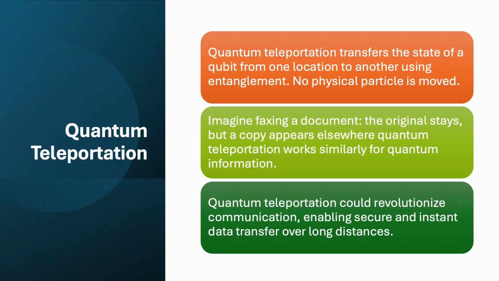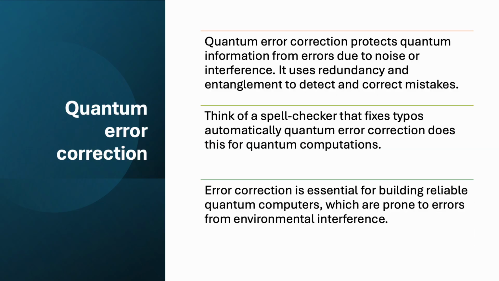So quantum teleportation transfers the state of a qubit from one location to another using entanglement. No physical particle is moved. Imagine faxing a document. The original stays, but a copy appears elsewhere. Quantum teleportation works similarly for quantum information. Quantum teleportation could revolutionize communication, enabling secure and instant data transfer over long distances.